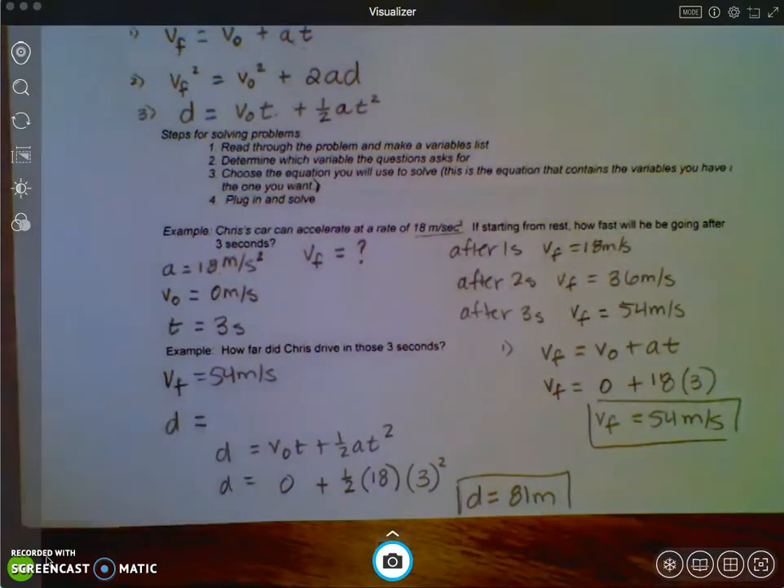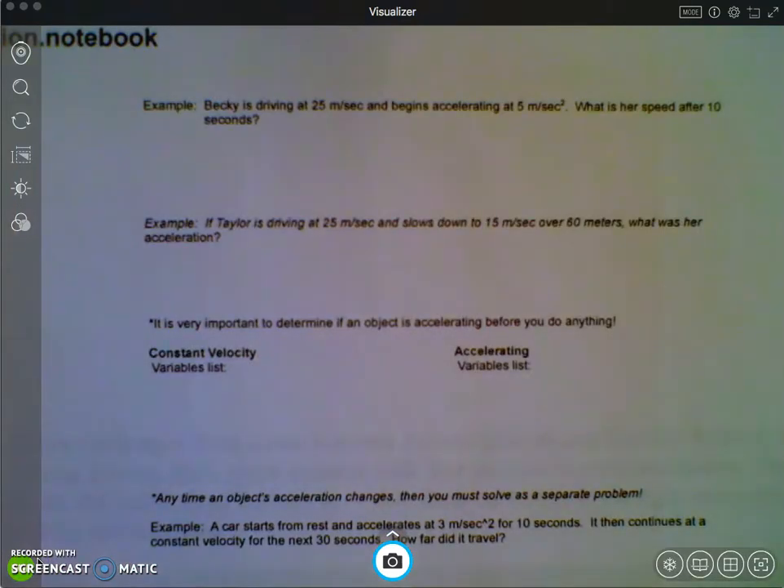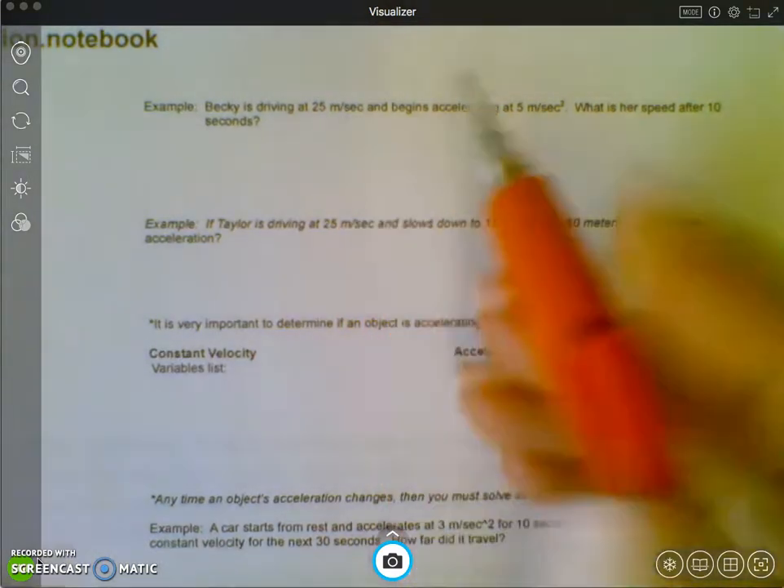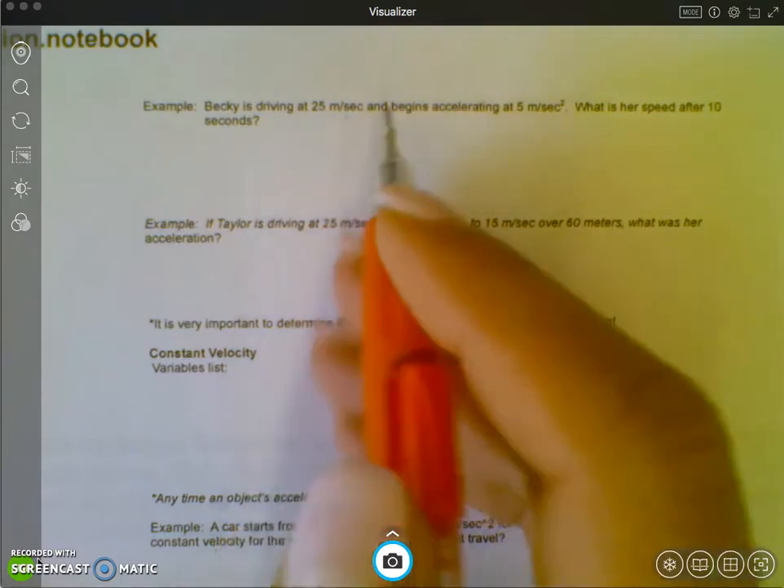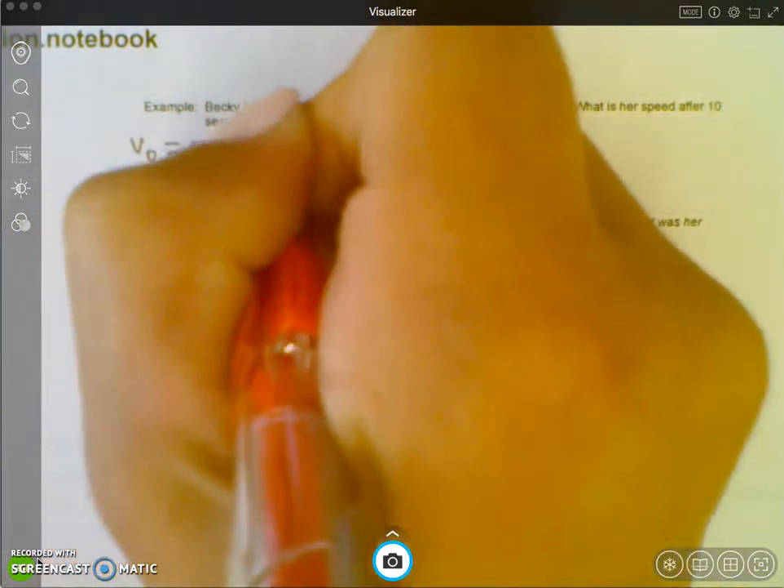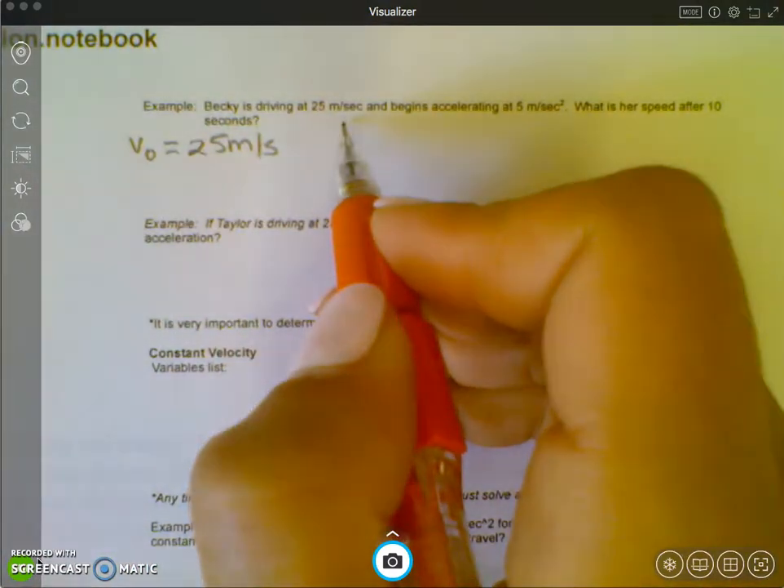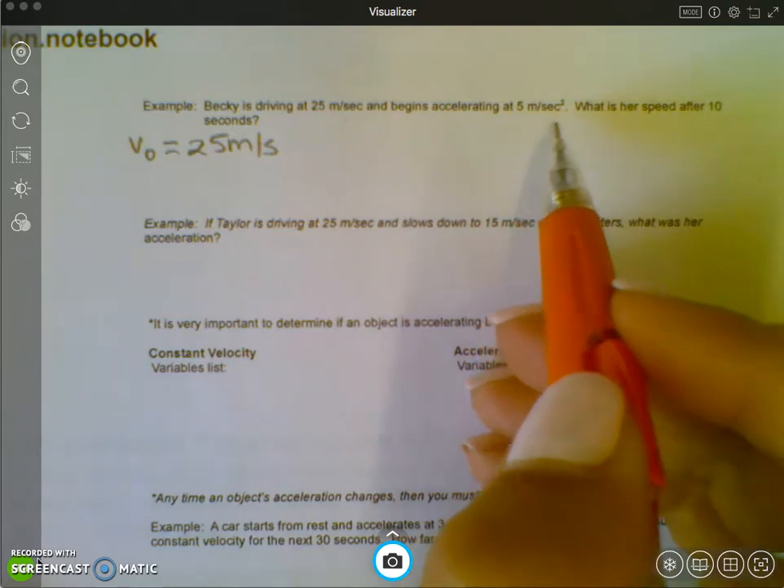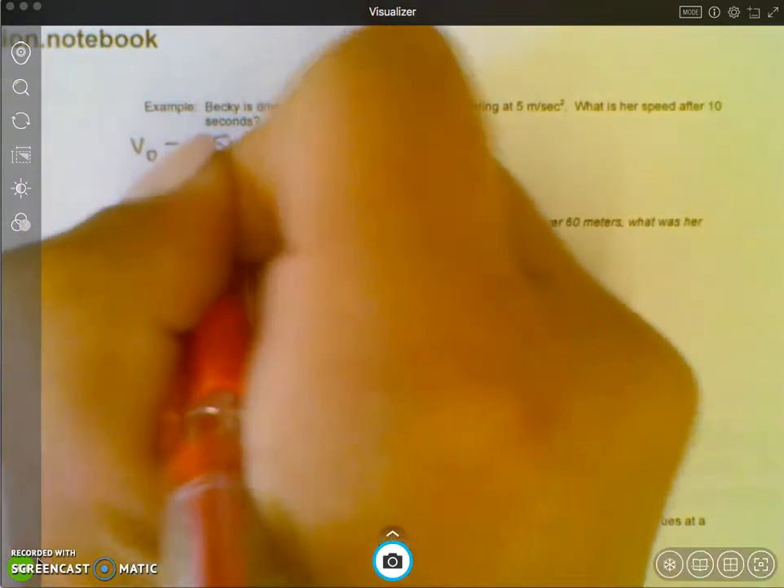Okay. I'm going to pause really quick just to flip the page over. Okay, let's try another example and then I'll have you try one on your own here. Okay, so Becky is driving at 25 meters per second. Okay, hopefully we can see that that is the initial velocity given to us. I know because of the unit. Okay, and begins accelerating at 5 meters per second squared. So there's my acceleration.